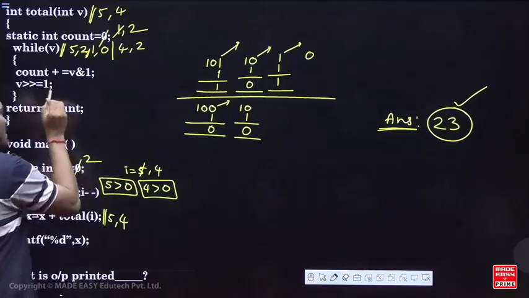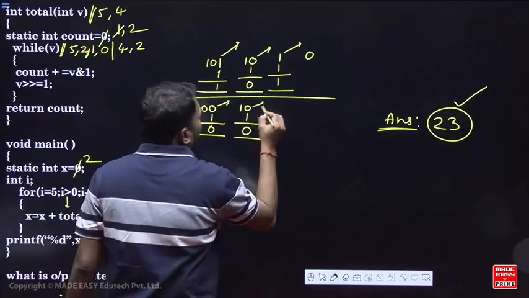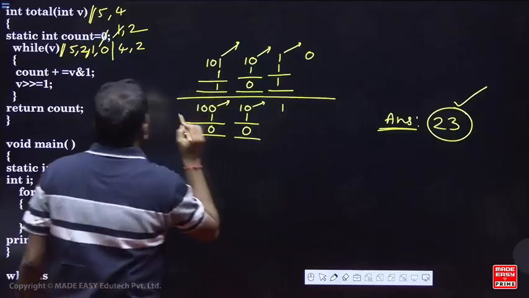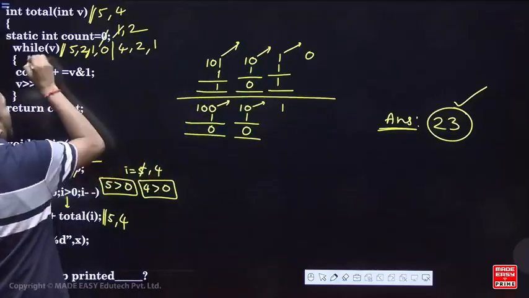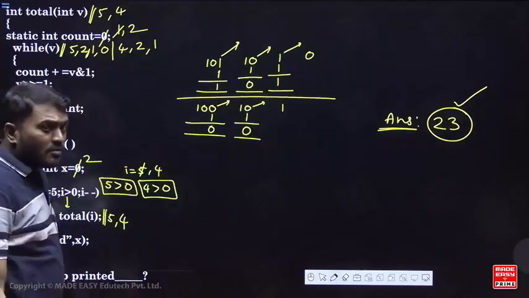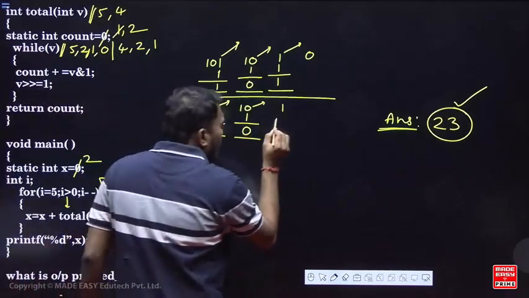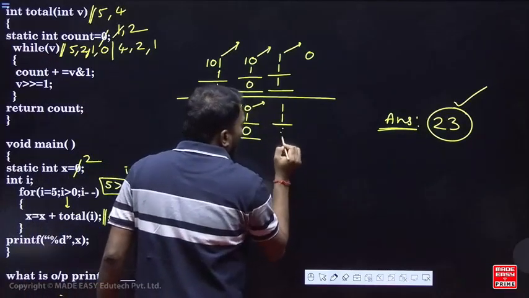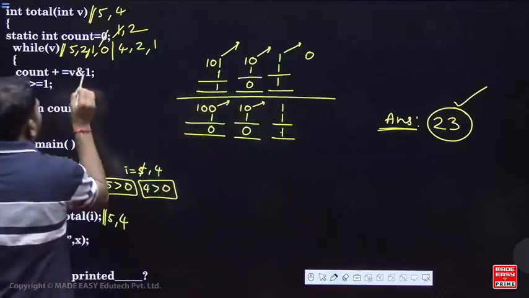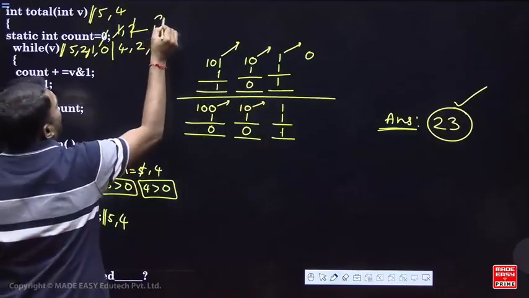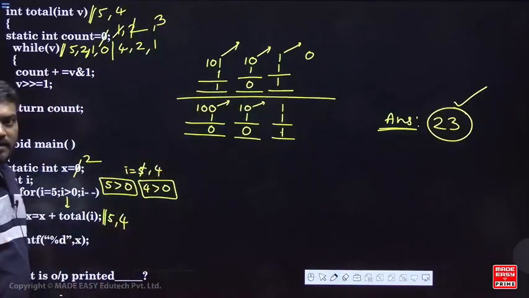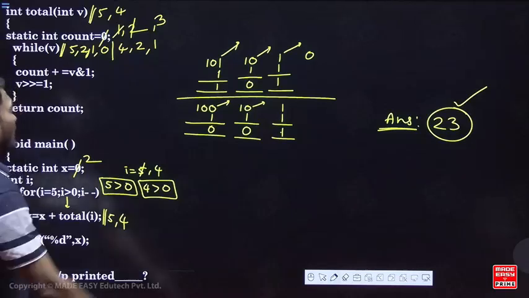Next V equal to V right shift by 1. Now when you say right shift, this will be removed. That is 1. Next you are passing 1 here. We passed 1 in the while. True or false? True. So true means you go inside. Count equal to count plus V and 1. Now when you AND with 1, what is the value here? 1. So now the count value increments by 1. So that becomes 3. Yes or no? Right? That becomes 3.